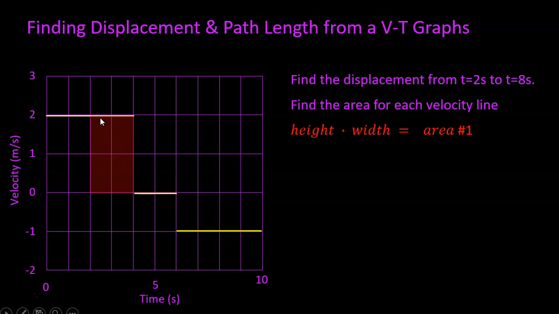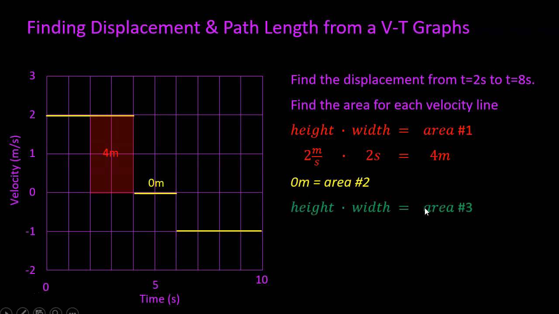Now I used a different color just so we can see the three different segments. Notice from 2 seconds to 4 seconds, this velocity line ends at 4 seconds, so we have to stop this area at 4 seconds. And when we do that, it's 2 meters per second times 2 seconds, which gives us a displacement of 4 meters for this segment, 2 seconds to 4 seconds. We need to keep going on. Area 2, well, we've seen in previous examples that from 4 seconds to 6 seconds, there was no displacement because the object did not move.